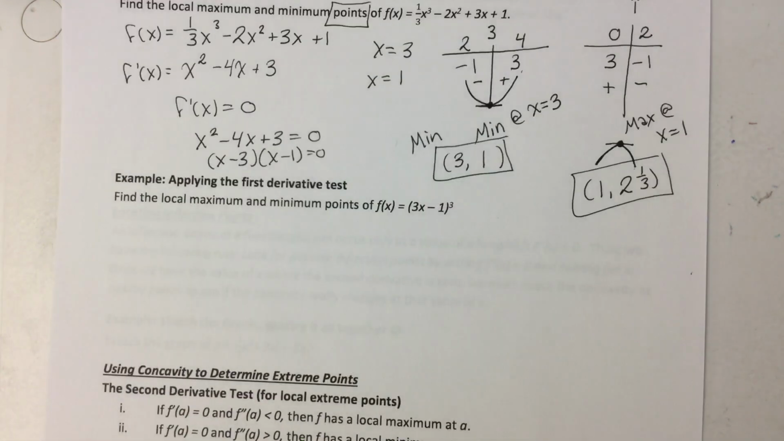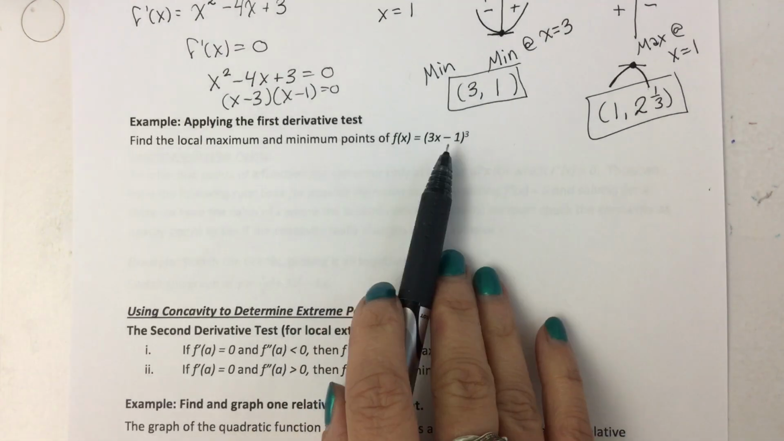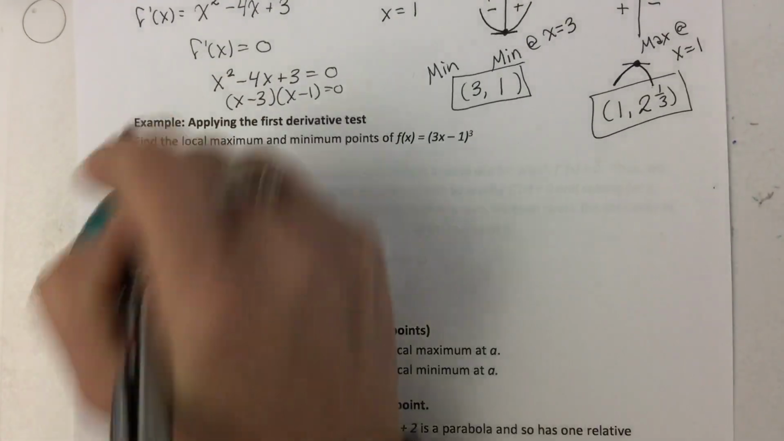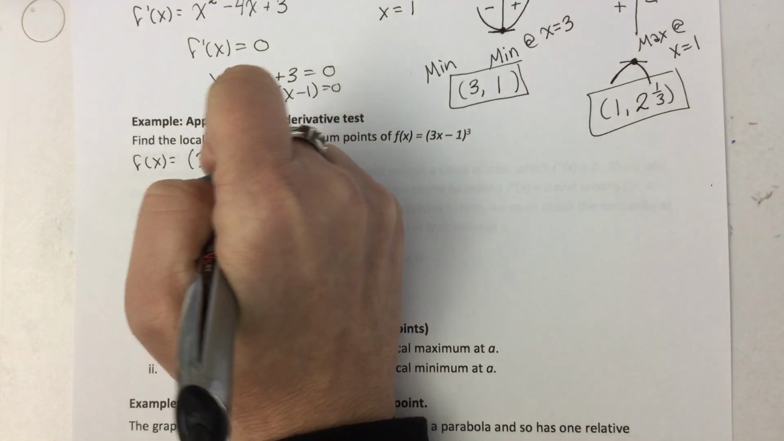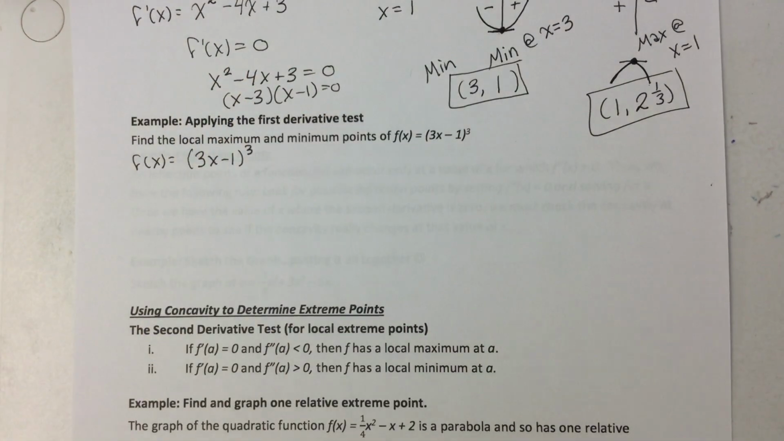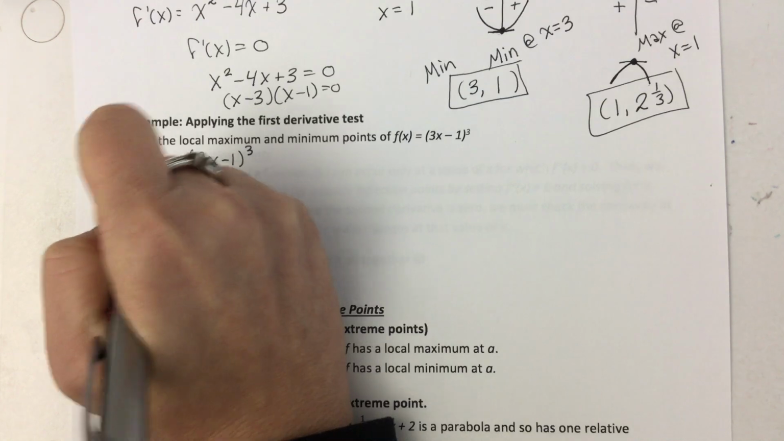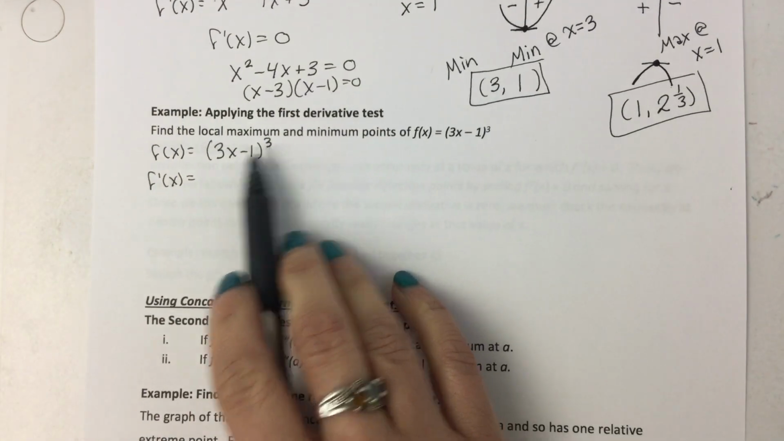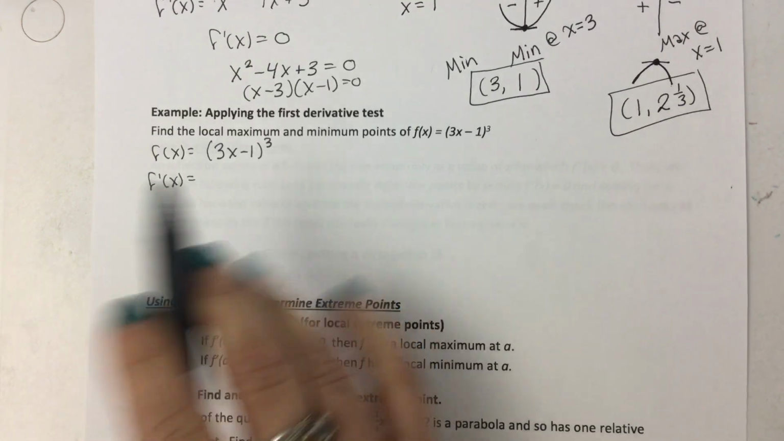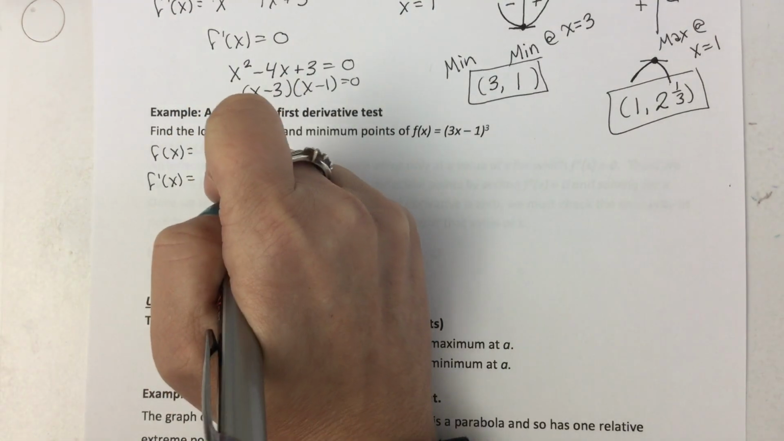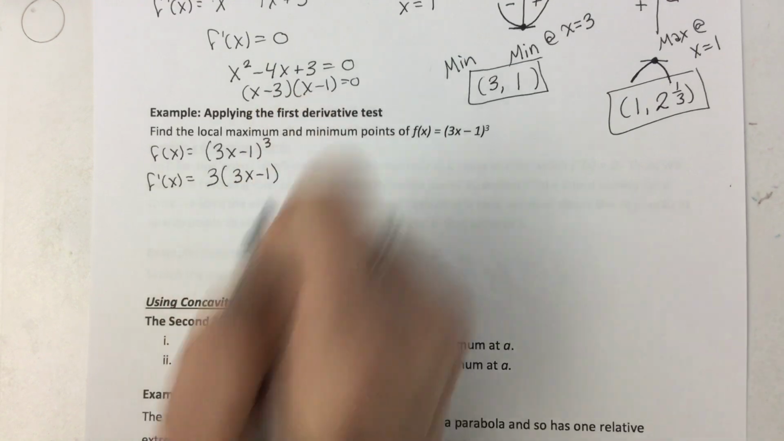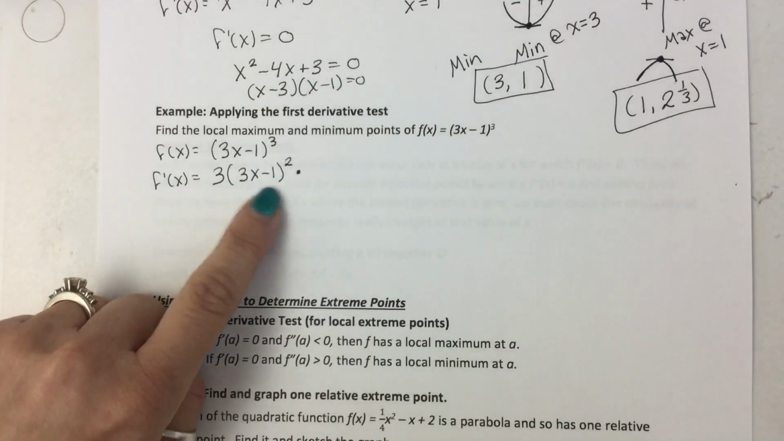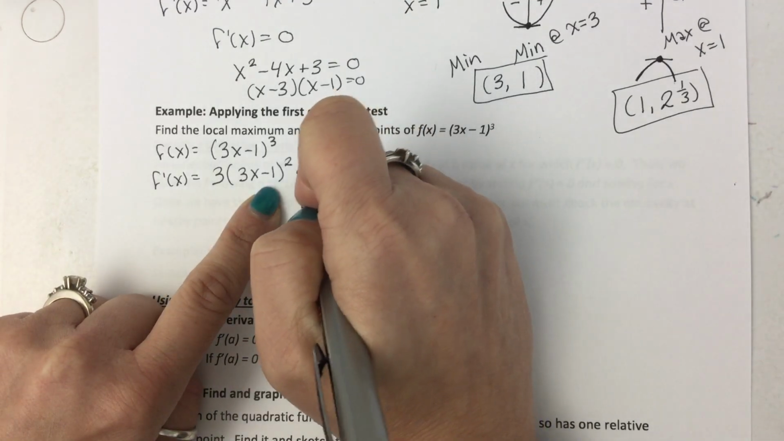Okay, let's look at another one. This is going to be the general power rule. Here is f of x, our original function. I have 3x minus 1 to the power of 3. Okay, my first derivative. This is the general power rule because I have an exponent on a group. So the 3 comes out front. I keep 3x minus 1 the same. Reduce the exponent by 1. Then you multiply by the derivative of the inside, which is a 3.